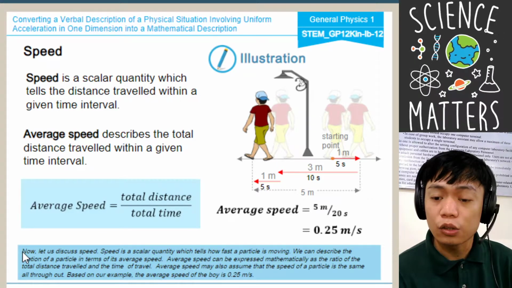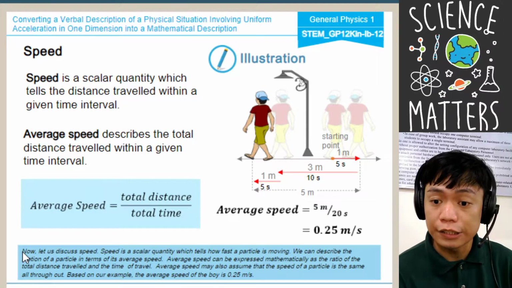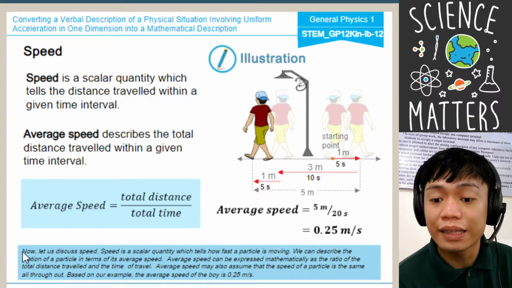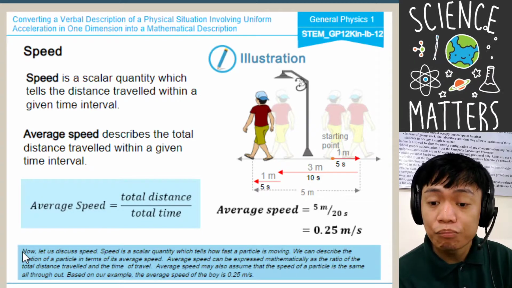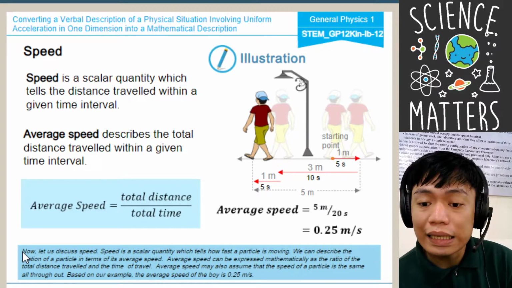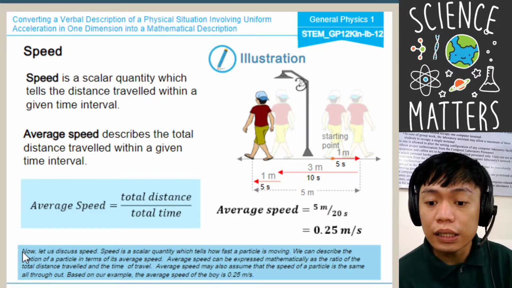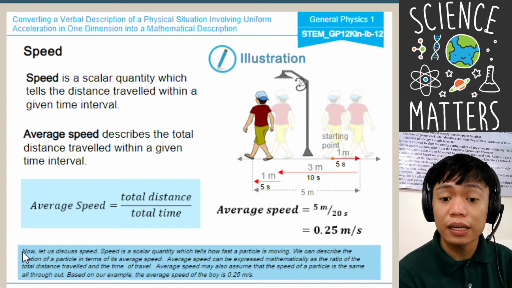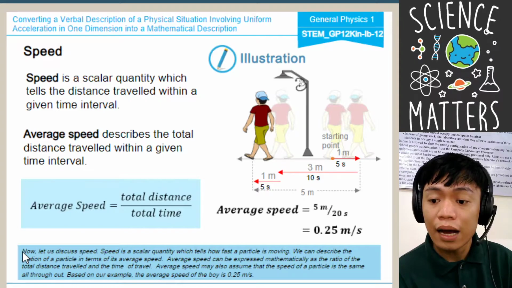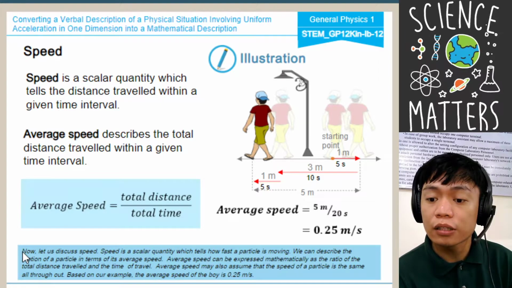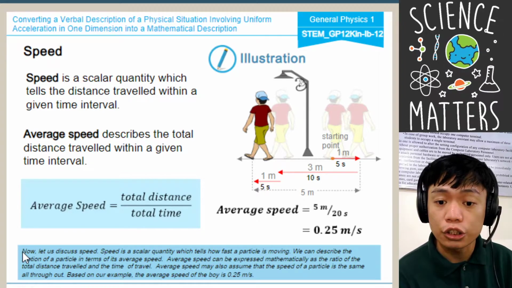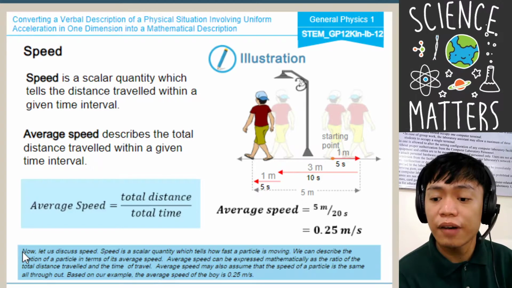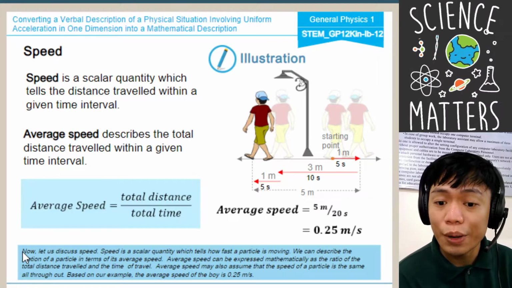Now, in calculating the speed, we have the so-called average speed, okay? The average speed describes the total distance traveled within a given time interval. So basically, the average speed is equal to the total distance divided by the total time. Now, the total distance traveled by the boy is 5 meters. Okay? Then, ang total time niya sa pag-travel sa distance na 5 meters is 20 seconds.